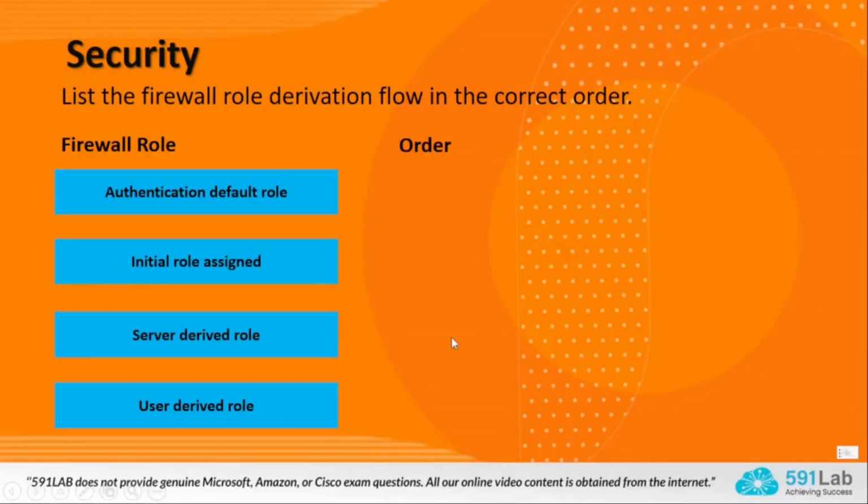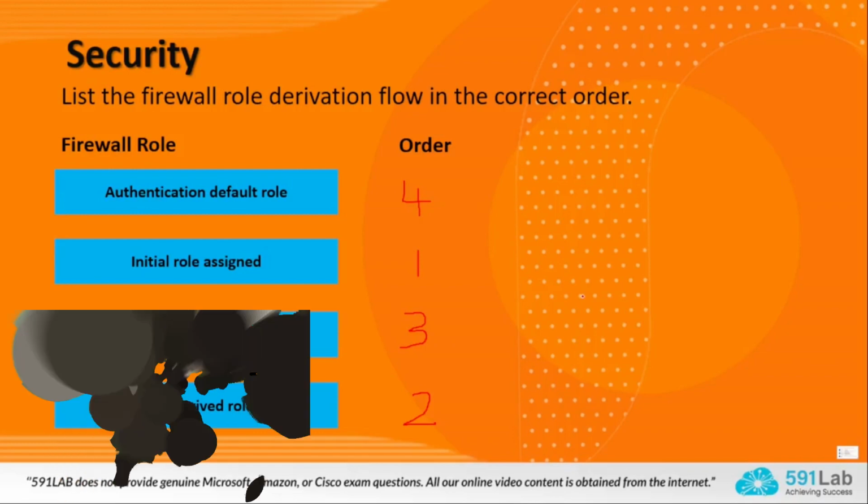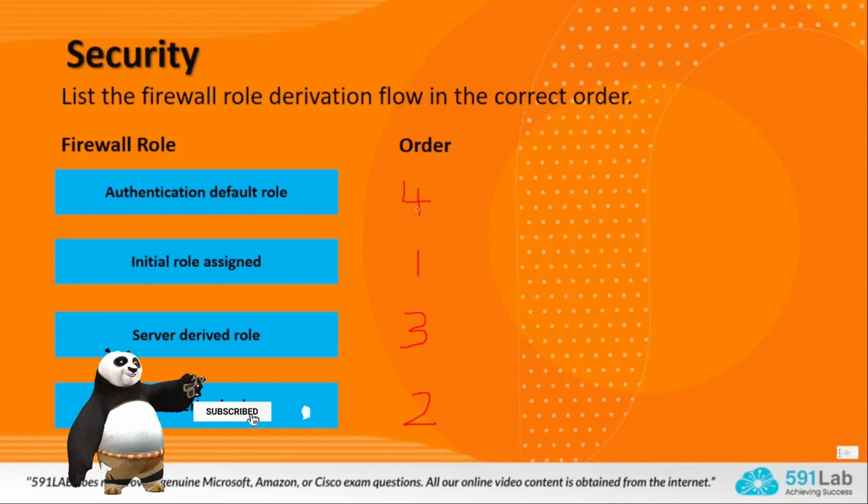The first one will be the initial role. This is number 1. Then the user derived role. Then the third one is the server derived role. If there is no server derived role, the authentication default role. This is how the firewall roles are derived, and we have put them in order.